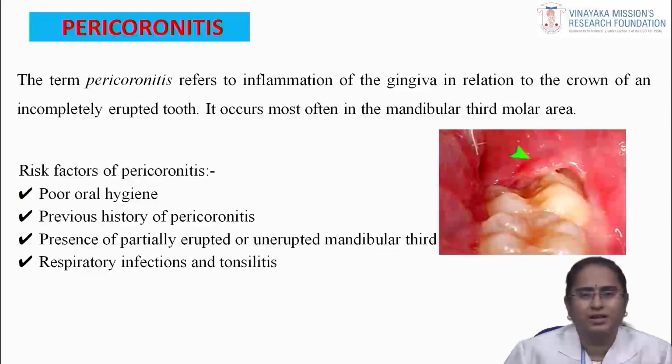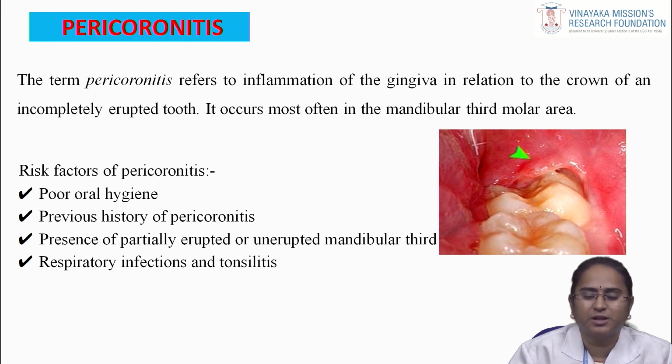And coming to the next condition called pericoronitis. The term pericoronitis itself denotes peri, around the tooth, and coronitis, the coronal portion of the tooth. So it refers to the inflammation of the gingiva in relation to the crown of an incompletely erupted tooth. Usually it is seen most commonly in the mandibular third molar area, and the risk factors for this are poor oral hygiene, previous history of pericoronitis, presence of partially erupted teeth, and respiratory infections or tonsillitis.